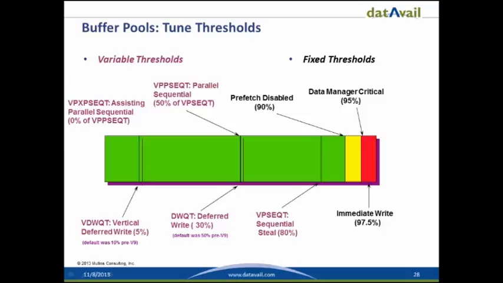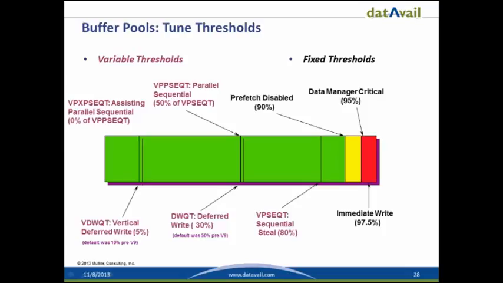95% is data manager critical. That's when 95% of the buffer pool pages are unavailable. When we reach that, DB2 will access the pages in the pool once for each row that is retrieved or updated in the page. In other words, you're going to be retrieving or updating several rows in one page. That's going to cause several page access operations. Again, not a good thing.